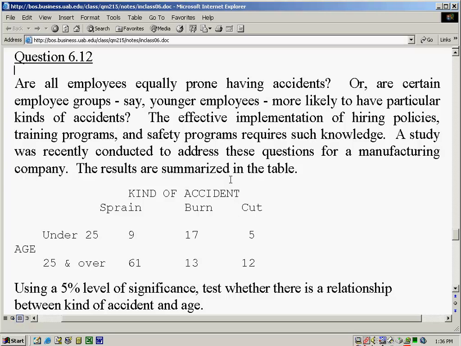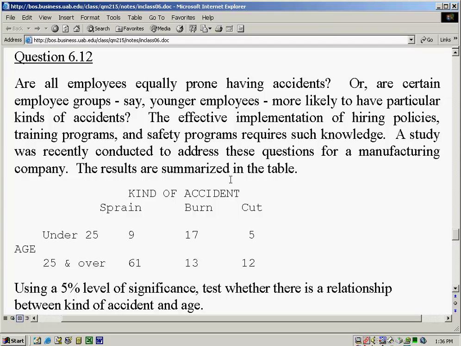Let's now do another example for the chi-squared contingency table. In this example, you'll see that the problem is set up in a similar way. In this case though, we'll have an expected value which is less than 5, and we'll need to combine to get rid of that.